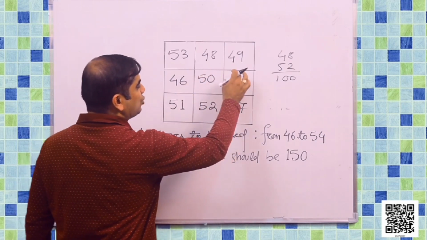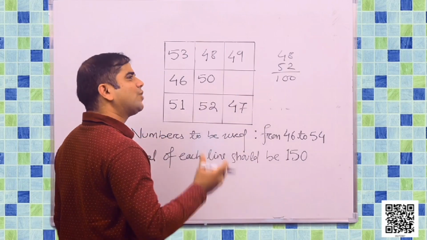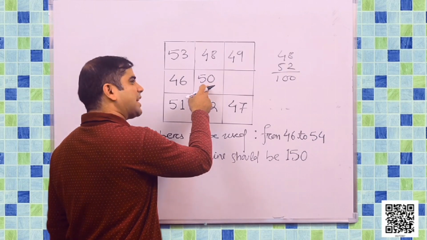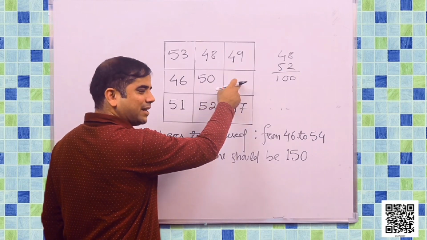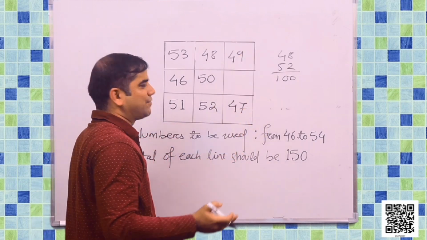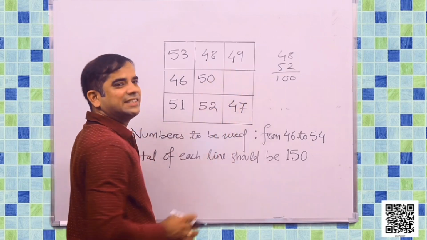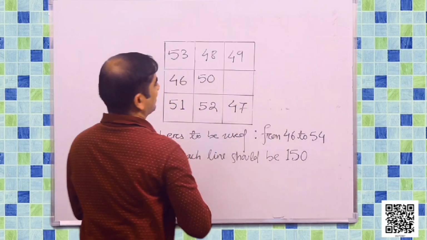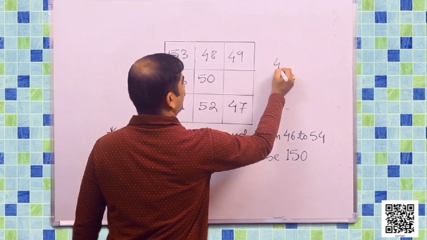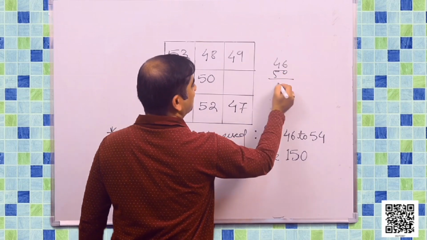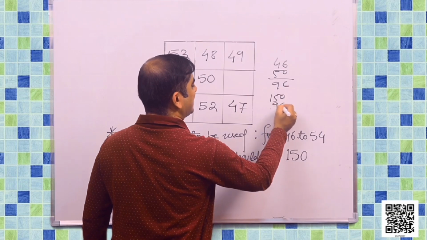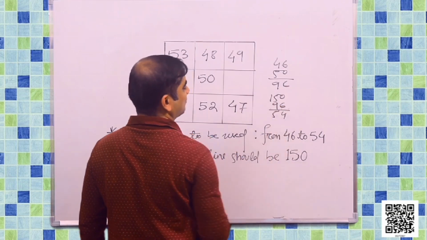So now as you have one blank square left, you can go either way. You can add 46 and 50 and subtract the sum from 150 to get this blank number, or you can add 49 and 47 and subtract it from 150 to get the desired number. Let us see whether we can get the same number or not. So 46 plus 50 gives us 96. 150 minus 96 gives us 54.